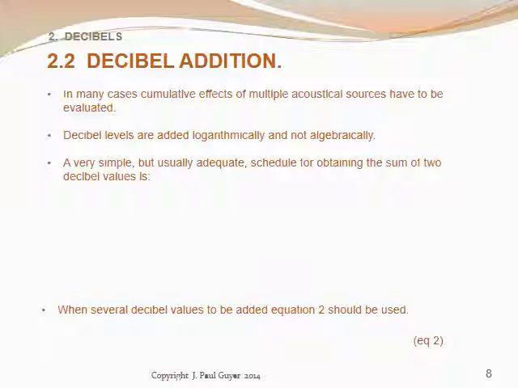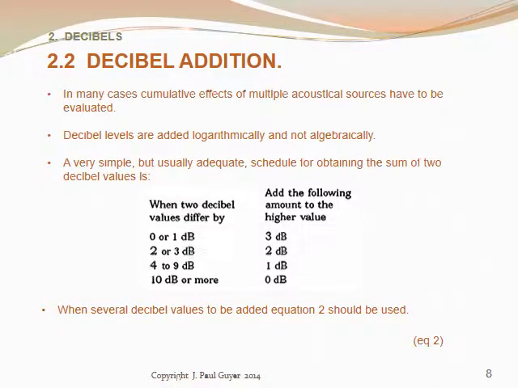A very simple but usually adequate schedule for obtaining the sum of 2 decibel values is as indicated on this slide. When 2 decibel values differ by 0 to 1 decibel, add 3 decibels to the higher value. When the 2 decibel values differ by 2 or 3 decibels, add 2 decibels to the higher value. When the decibel values differ by 4 to 9 decibels, add 1 decibel to the higher value. And if the 2 decibel values differ by 10 decibels or more, add 0 decibels to the higher value.